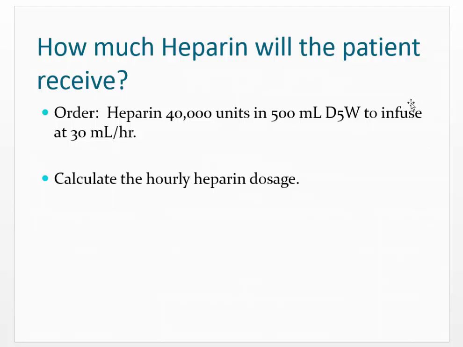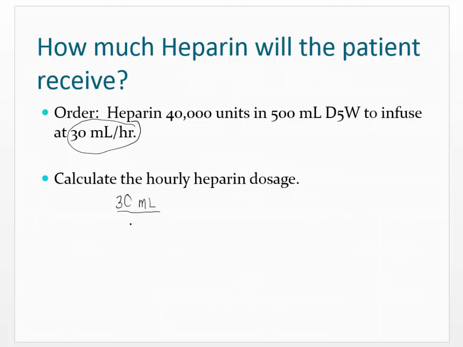This problem asks us how much heparin will the patient receive. We're told that heparin with 40,000 units and 500 milliliters of 5% dextrose water is to infuse at 30 milliliters per hour. We're asked to calculate the hourly heparin dosage. So I'm going to take the information that I'm given, this rate, and change it so that it is units per hour, which is how heparin would be measured. I'm going to do this with dimensional analysis.